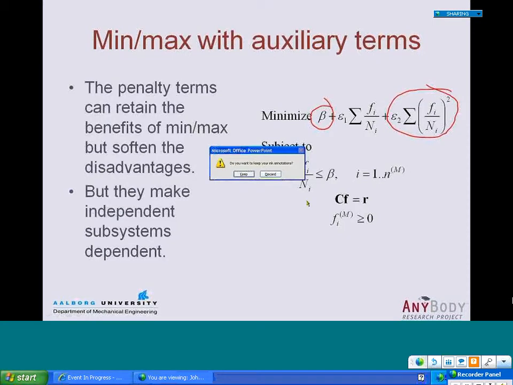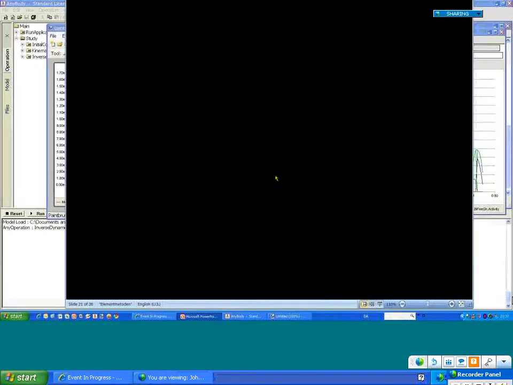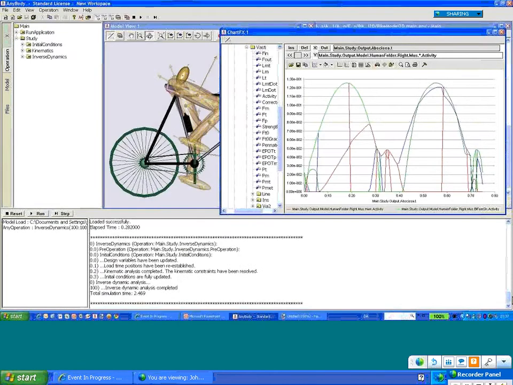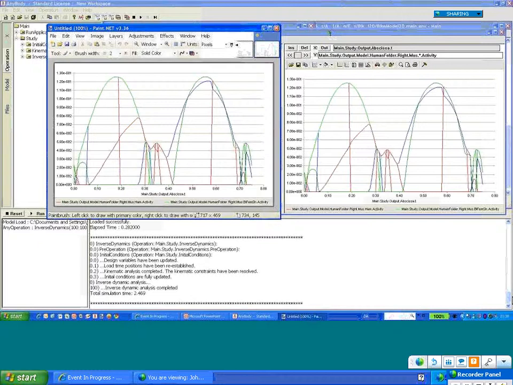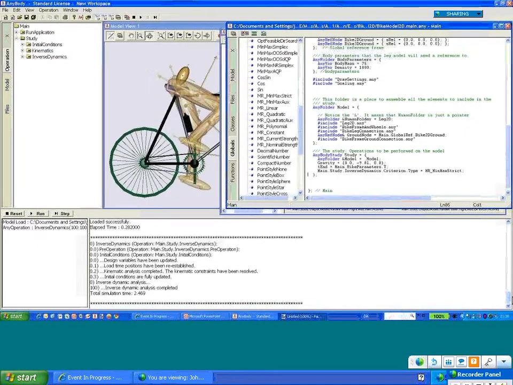So we're going to close this down again, and then we'll go back to AnyBody. And I'm now going to save this picture. So I'm saving this, and I'm putting it over here in my placeholder, like that. So now we've saved the strict min-max, and then I'm going to change this to a new type of recruitment criterion, which we call min-max aux. And the aux means auxiliary, so it means that we have an auxiliary term added to the min-max criterion.